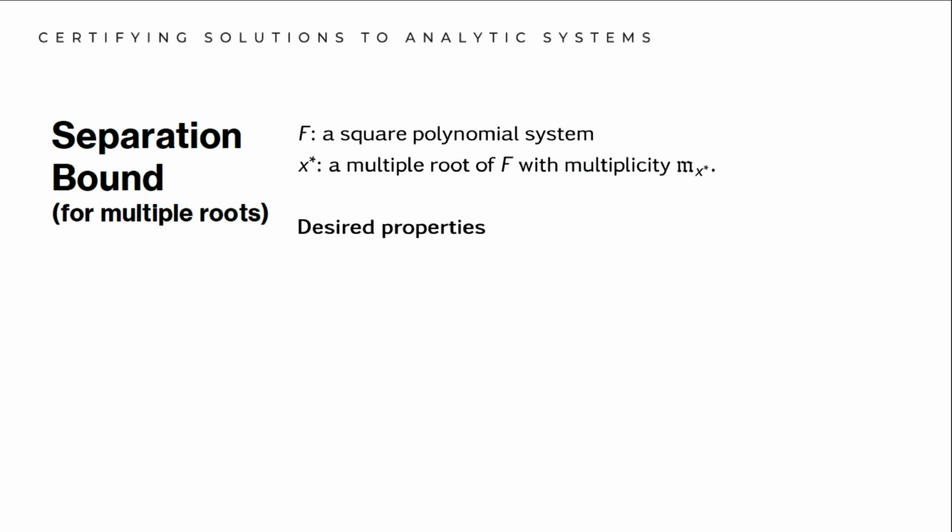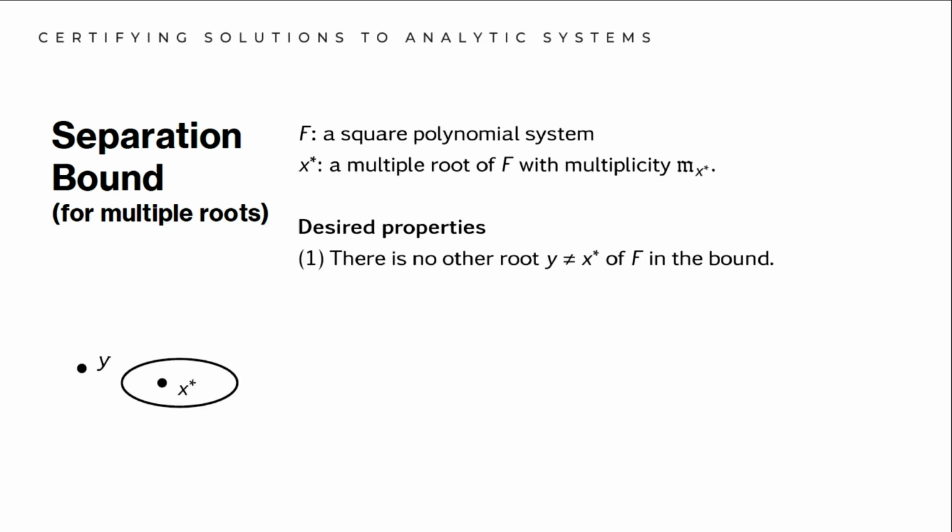So now we want to construct a separation bound which isolates the multiple roots. Before we construct this separation bound, it's helpful to think about some desired properties that we want to have inside our separation bound. So now we have a capital F, which is the polynomial system. Now we will just go back to polynomial systems for a while. And again, x star is just the exact root of the capital F, which is a multiple root. Let's say that we have multiplicity n.